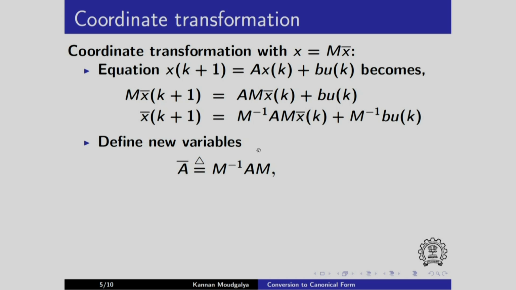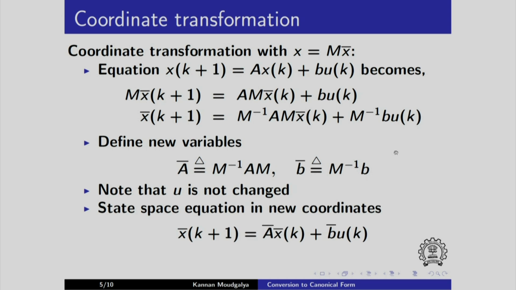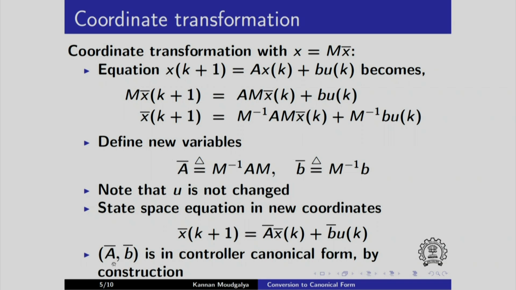Let us define new variables, A bar as M inverse A M, B bar as M inverse B, and as I mentioned earlier, u is not changed. So in the transformed coordinates, that is in the new coordinates, we get in the place of M inverse A M, A bar, and M inverse B becomes B bar. By construction, we have got A bar, B bar in controller canonical form. Of course, this will become clear when we discuss how to obtain this M.